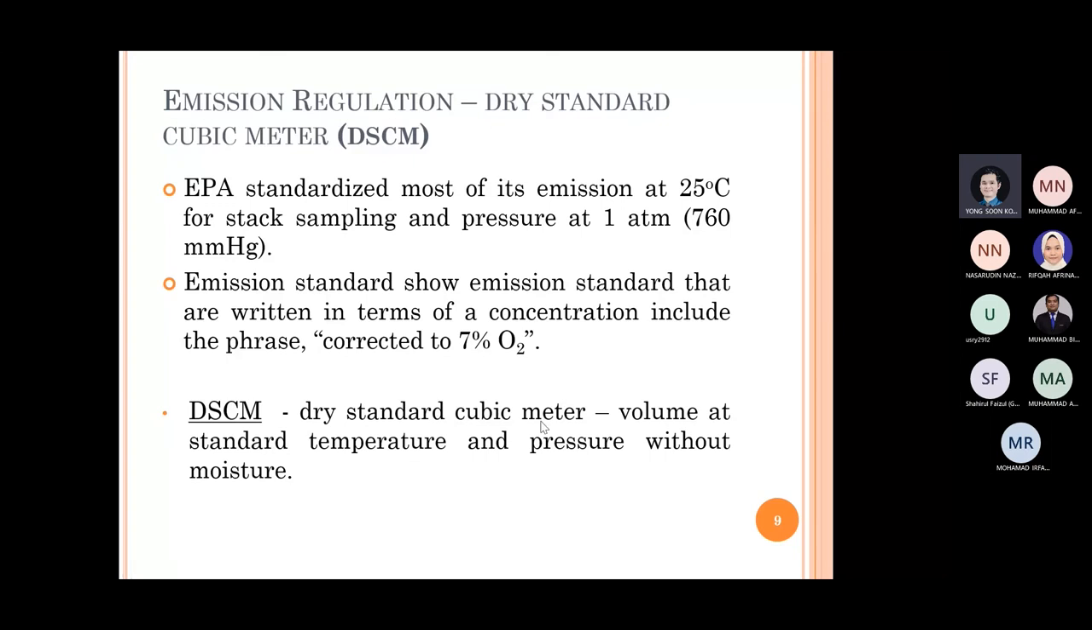So the actual definition of DSCM, dry standard cubic meter, means the volume at standard temperature and pressure without moisture. Oh yeah, this is what I left out. No moisture. Because whatever you sample, they assume that you only look at the gases or maybe the particulate. So moisture is not considered a pollutant here and should be excluded. You might be asking me why moisture should be excluded? Because, I mean, you also drink water, okay? So it is not counted as part of the pollutants inside the emission.